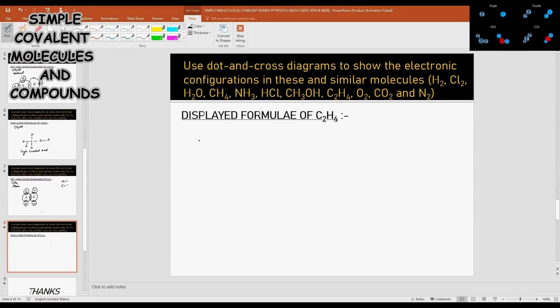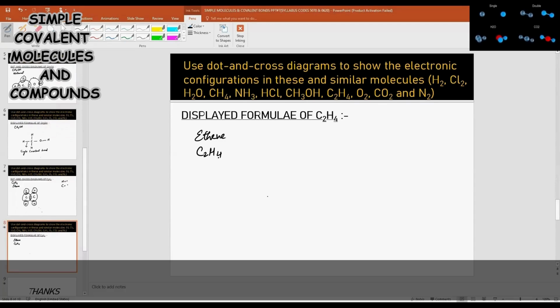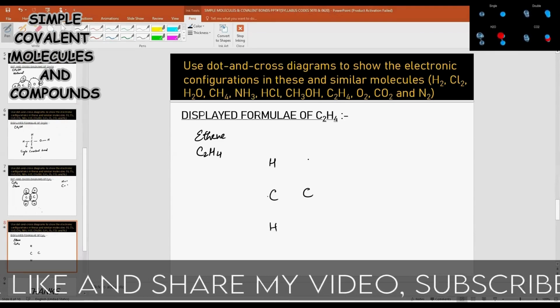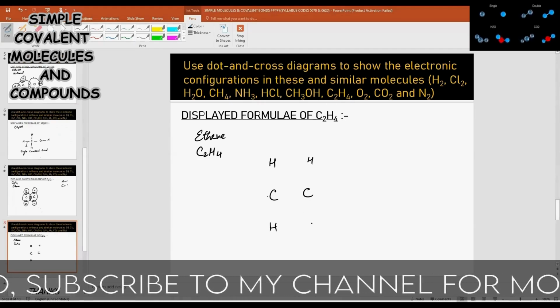I'm drawing the displayed formula for ethene, C2H4. If you look at the dot and cross diagram carefully, I've just told you that only one pair of electrons is shared between each carbon atom and hydrogen atoms, but between the 2 carbon atoms, we can see 2 pairs of electrons are shared. Therefore, there must be a double covalent bond between these 2 carbon atoms. So the displayed formula for this will be like this. For hydrogen atoms, there will be single covalent bonds.